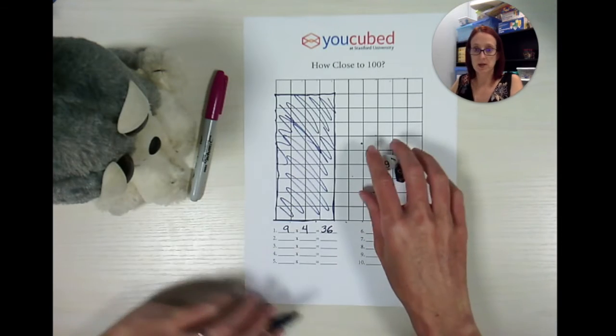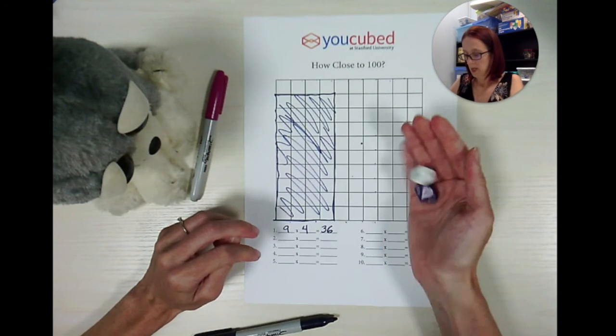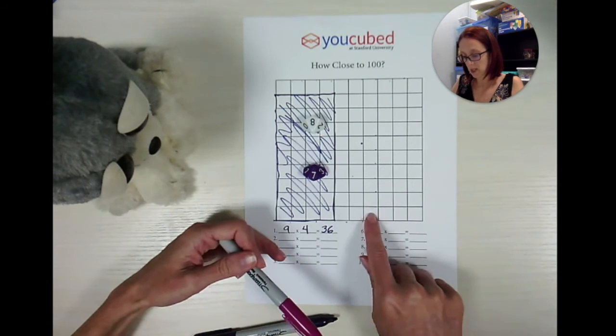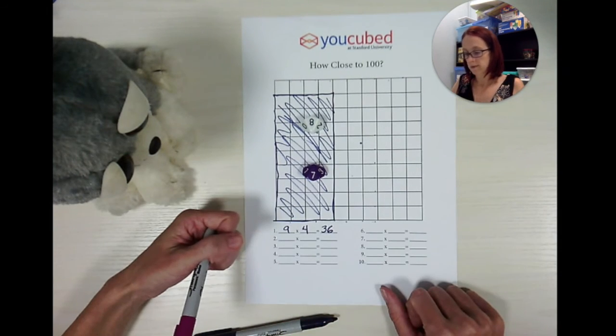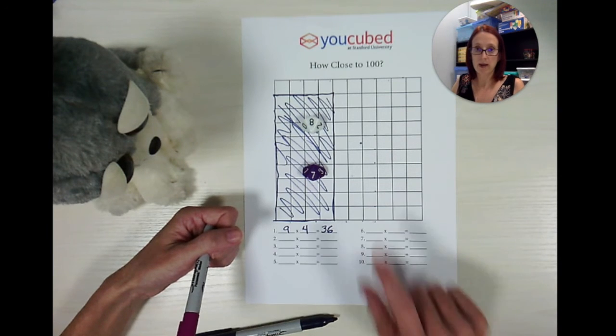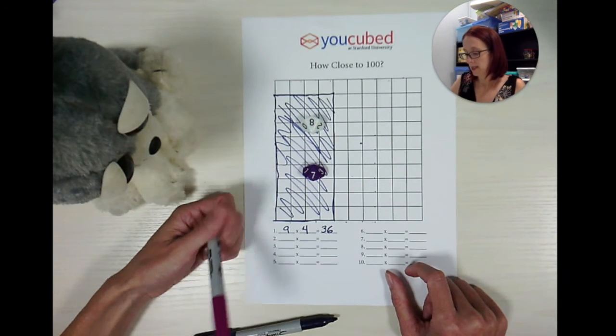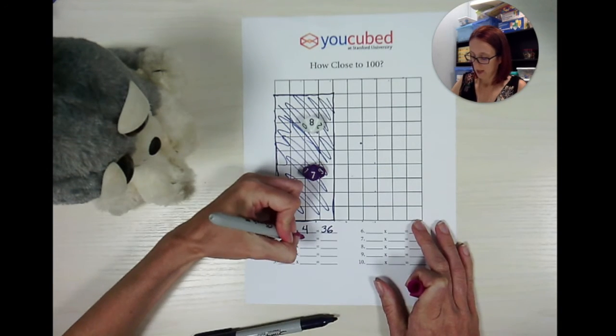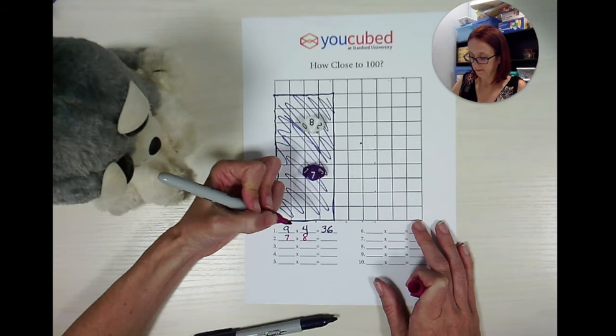Now it's Sammy's turn. Sammy rolled 7 times 8. 1, 2, 3, 4, 5, 6. Oh no. Sammy doesn't have space to put a 7 by 8 array on the grid. Too bad. Sammy loses his turn. We're still going to rate his math fact though. 7 times 8. 6 times 8 is 48. And then another 8 is 56.